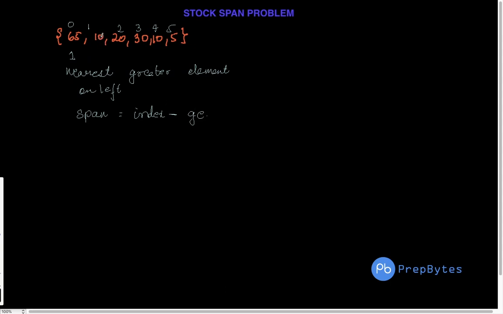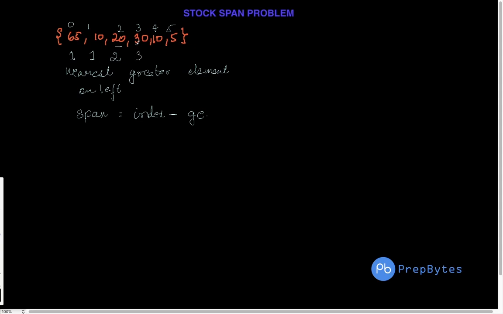Okay, so in this case, it's going to be 1 minus 0. So the span is going to be 1. So in this case of 20, the greater element is 65. So the span is going to be 2 minus 0, 2. For 30, it's going to be 3 minus 0, 3.